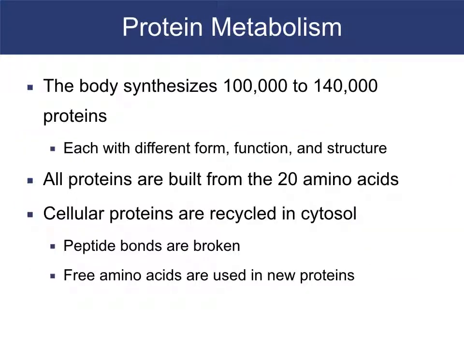Let's talk quickly about proteins. We manufacture 100 to 140,000 different proteins. One of them is collagen. One of them is actin, myosin, all the stuff that we use in our body that we've talked about for 3 terms now. All of the proteins are built out of 20 amino acids. That's all the choices that we have, is 20 amino acids. And then we hook them together in a very specific order, and that's what creates a protein.